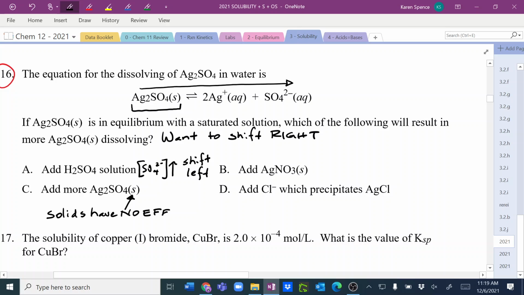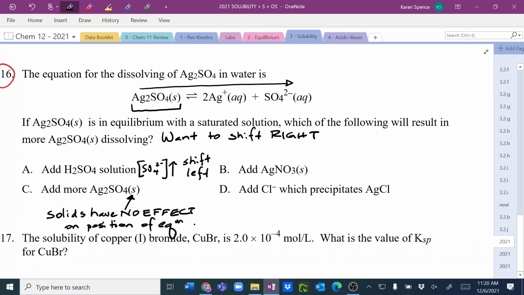If you think about it, if you have a saturated solution and you add more solid, will more solid dissolve? No, because it's already saturated, right? It's just when you look at it and you're like, oh, this goes up, so it has to shift to the right, and you're not slowing down and using your common sense, right?